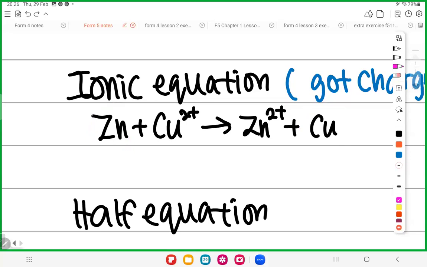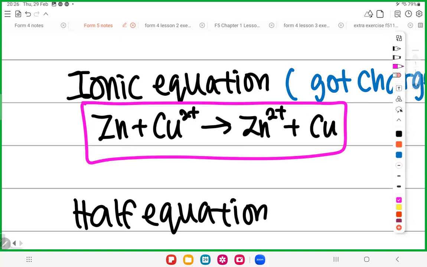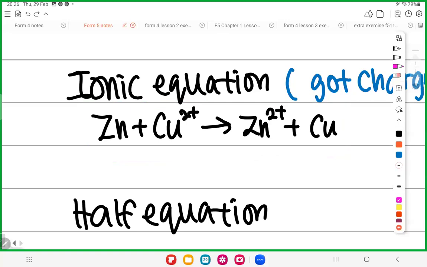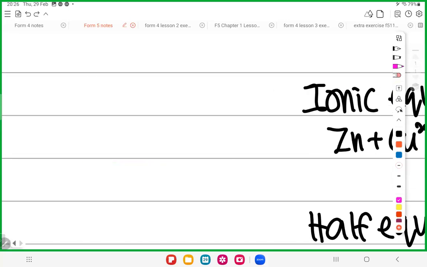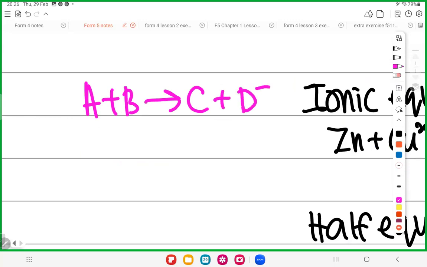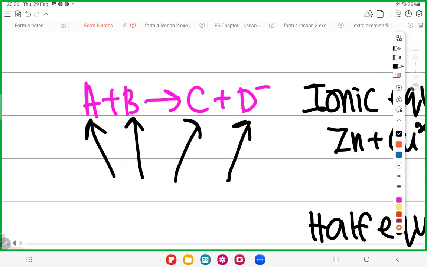As long as the equation has at least one species with a charge, it's already an ionic equation. Example: A plus B becomes C plus D minus. How many species does this equation have? 1, 2, 3, 4. It has 4 species. Only 1 has a charge. The other 3 don't have a charge.